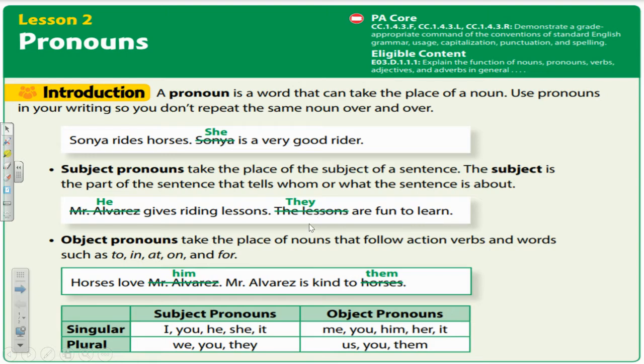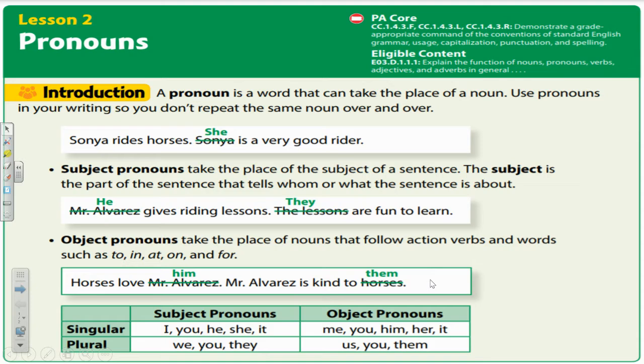The next sentence said, the lessons are fun to learn. Who or what is this sentence about? The lessons, but notice they edited this sentence as well and used the subject pronoun they to replace the lessons. Now it says they are fun to learn. The other type of pronoun is object pronouns. Object pronouns take the place of nouns that follow action verbs and words such as to, in, at, on, and for. So let's look at this example here.